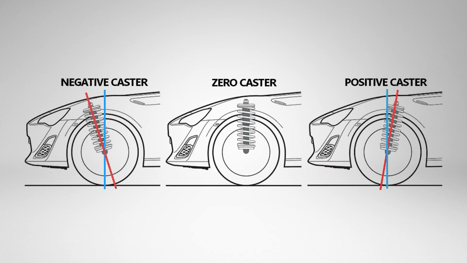Next, we'll discuss caster alignment. Caster describes the forward or rearward tilt of the steering axis compared to the vertical reference when viewed from the side. The caster angle is formed by the intersection of the steering axis and vertical line through the wheel center line. The steering axis is an imaginary line that the spindle pivots around.